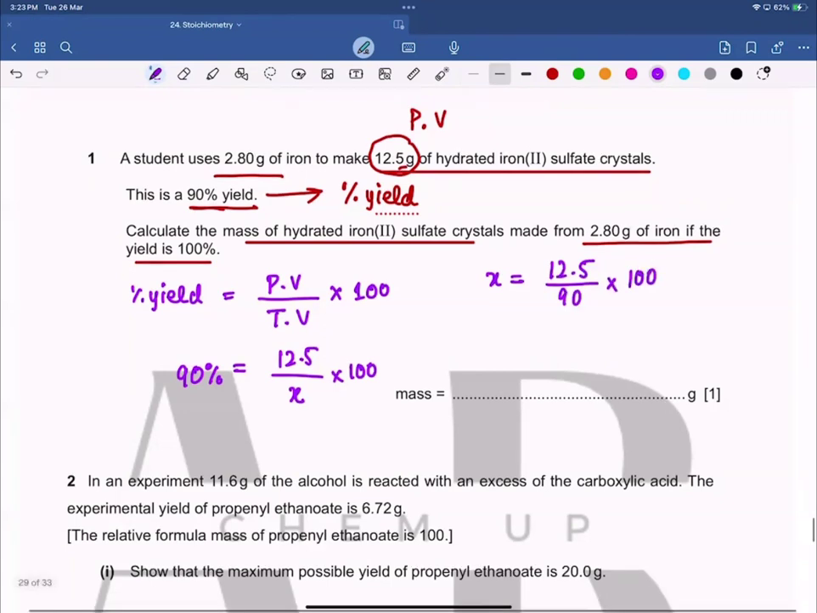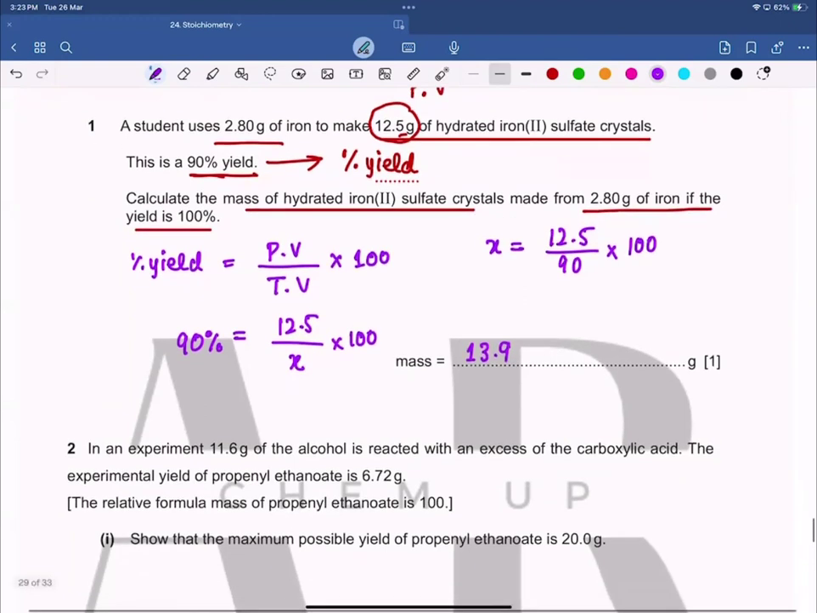Yes, what will be the answer you guys are getting? Thirteen point nine. Is this understandable to all of you? If any one of you has any confusion, please ask.